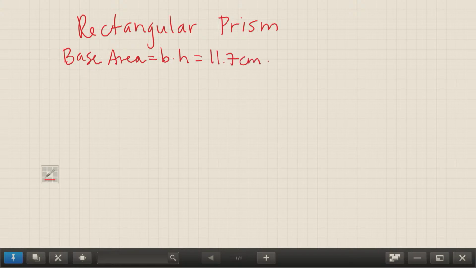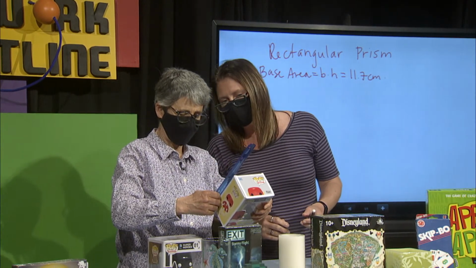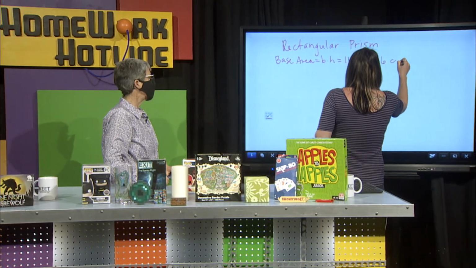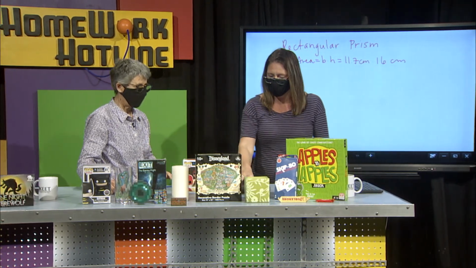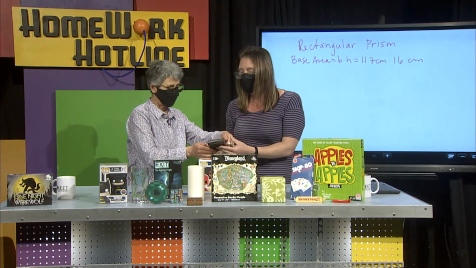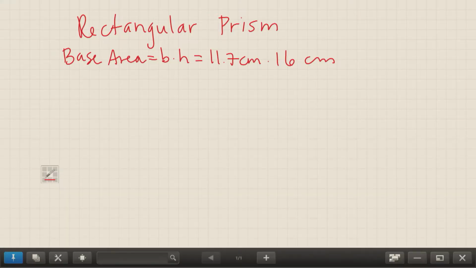Yes. And we're going to multiply that by the height? Yes. The height of this thing is 16. Yes, 16 centimeters. We're doing centimeters, which she wrote down, which is very good, the units. Then we can pull out our calculator. 11.7 times 16 is 187.2. Nice. So the base area is 187.2 centimeters squared.